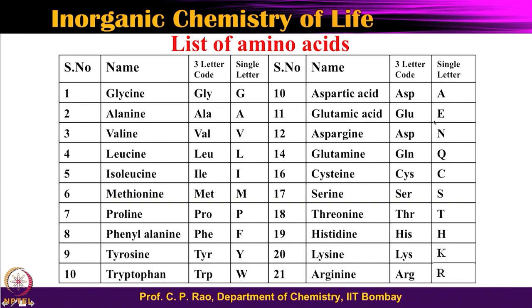Now, if you come to glutamic acid, it cannot have G because G is already taken, so they have given E. Aspartic acid is D. Asparagine cannot have A since A is already given, so N is given here. Then glutamine, and cysteine C, which was not used earlier. Serine S, threonine T, histidine H. So you have a three-letter code and a one-letter code. When you write a protein sequence, you use the single-letter code, and when you write small peptides, you generally use the three-letter code.